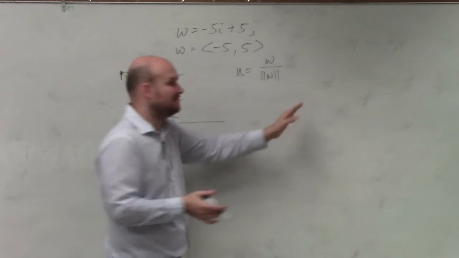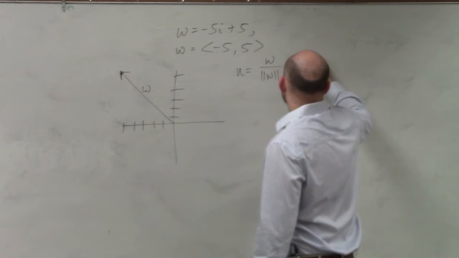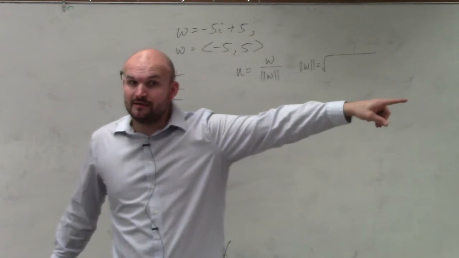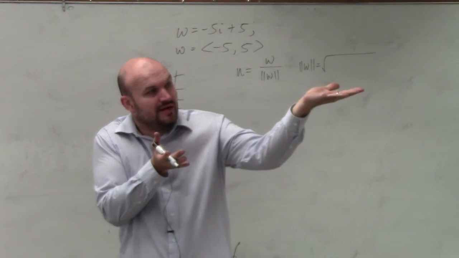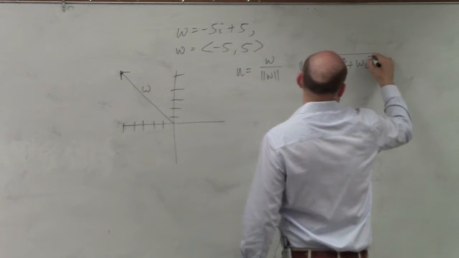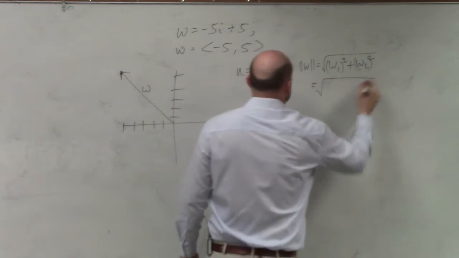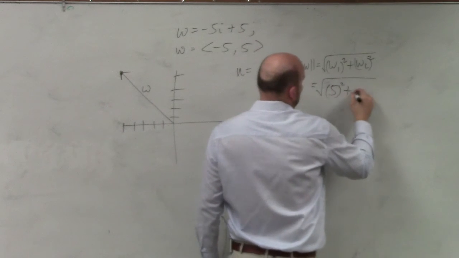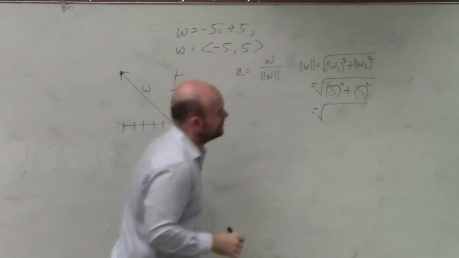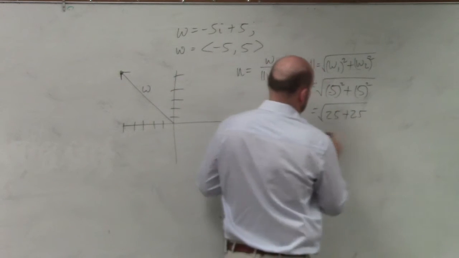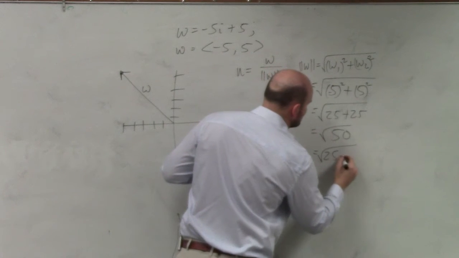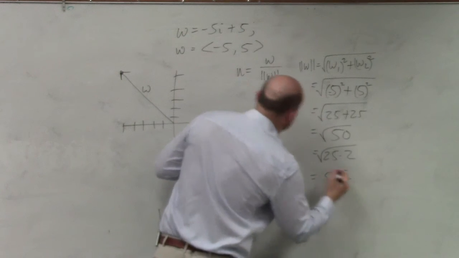How do you find the magnitude of a vector? It was what we did last class period with the distance formula, but instead of having to subtract, we already have a component at 0, 0. So we can just do the square root of w1 squared plus w2 squared. In this case, negative 5 squared plus 5 squared equals 25 plus 25 equals the square root of 50. Simplify the radical: that's 25 times 2, which equals 5 square root of 2.